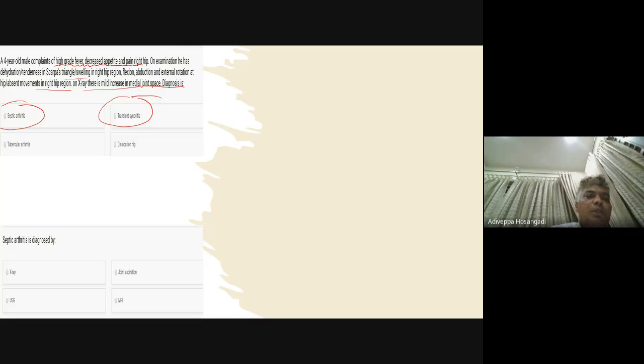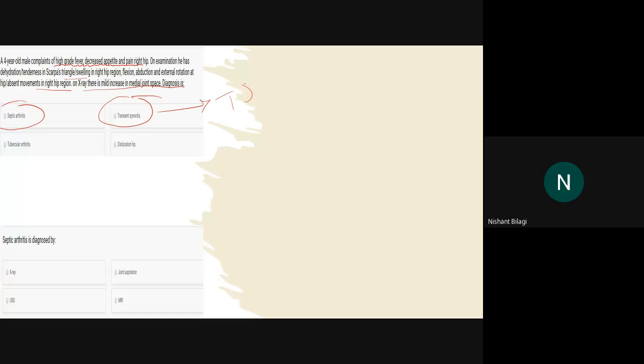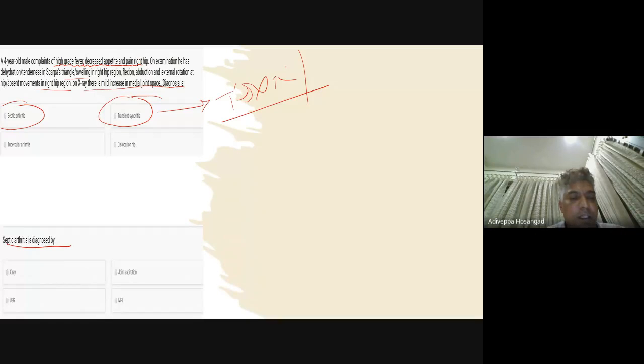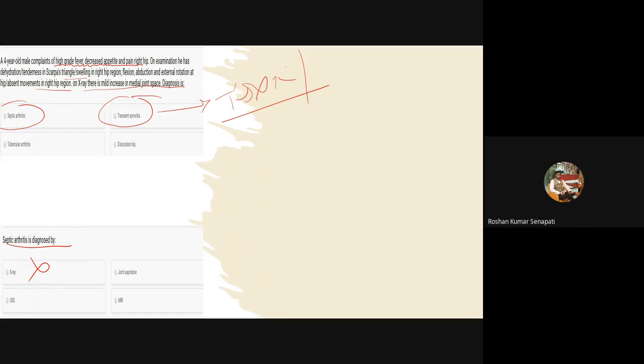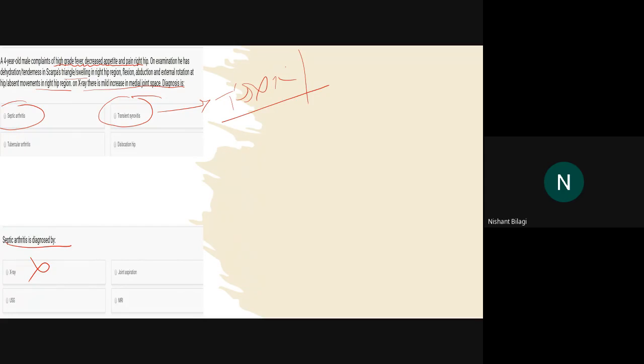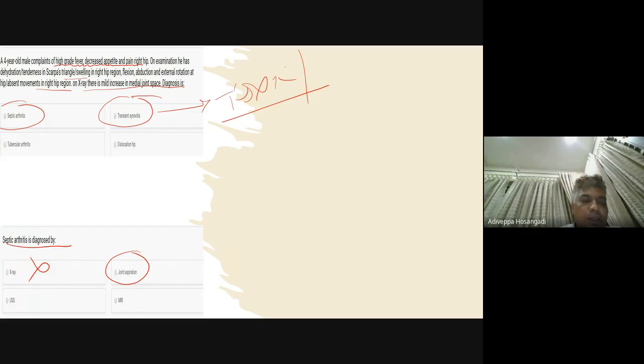So you have to read the question properly. Don't jump to the conclusion. The child will not be toxic or will not have fever and other constitutional symptoms in transient synovitis. So septic arthritis is diagnosed by, I think you can take this. Anybody can answer me? Sir, X-ray, sir. No. X-ray with aspiration, sir. Joint aspiration. Yes, joint aspiration.